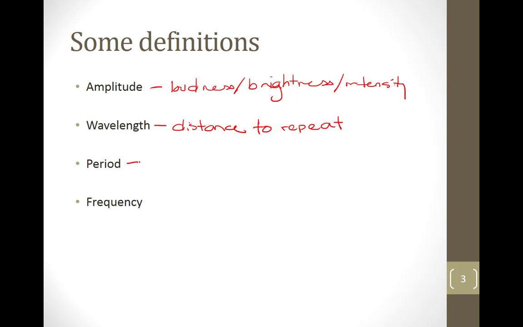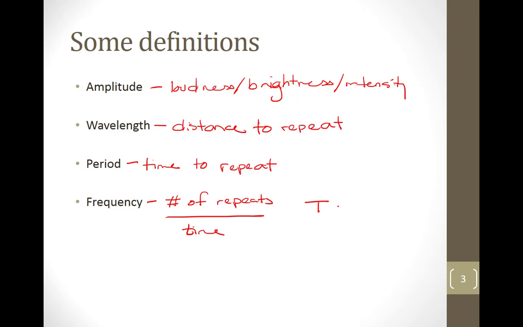Period is very similar to wavelength, but instead of distance, it's a measure of time for it to repeat. And frequency is the inverse of the period. So since the period is the amount of time it takes to repeat, the frequency would be a measurement of the number of repeats in a given amount of time. And I said it, but I'm going to write it here. T for period is the inverse of the frequency. So period is 1 over frequency.